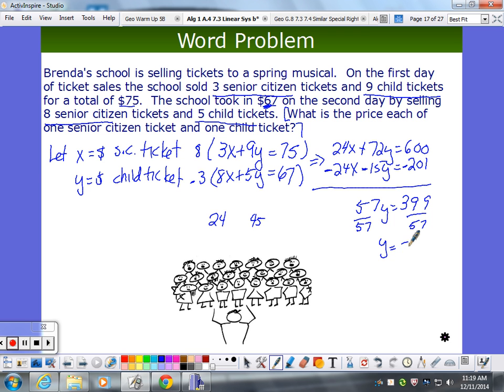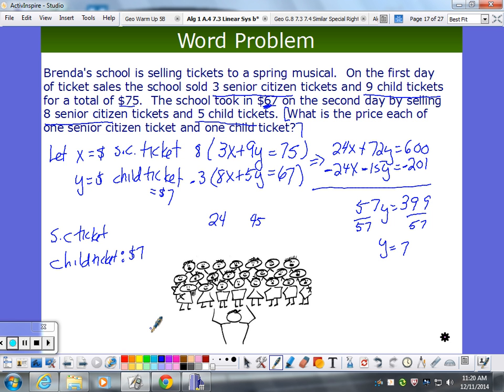Yes. Now what do I find? Here's where your let statement helps you. y is the child ticket, so I guess that's $7. So this let statement helps me keep track of what did I just find. Because my job is to find a senior citizen ticket price and a child ticket price. So I think I found this one, $7.